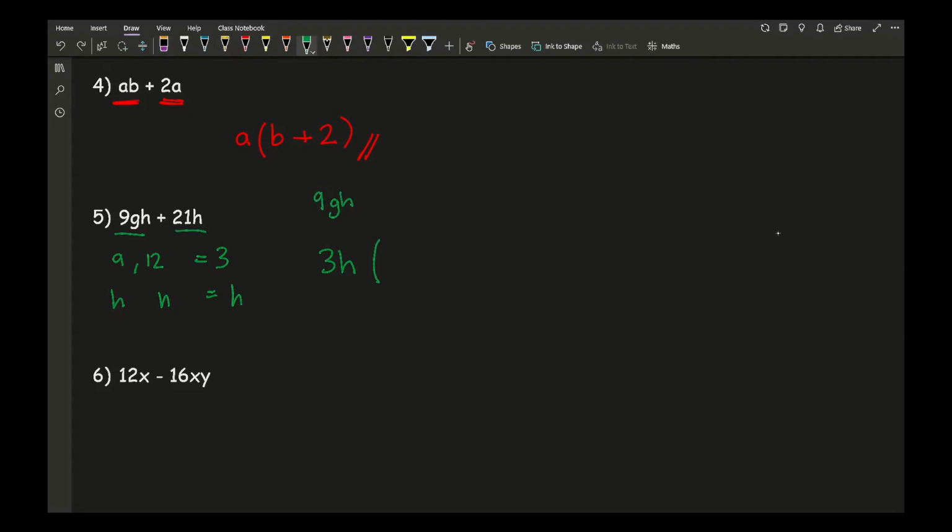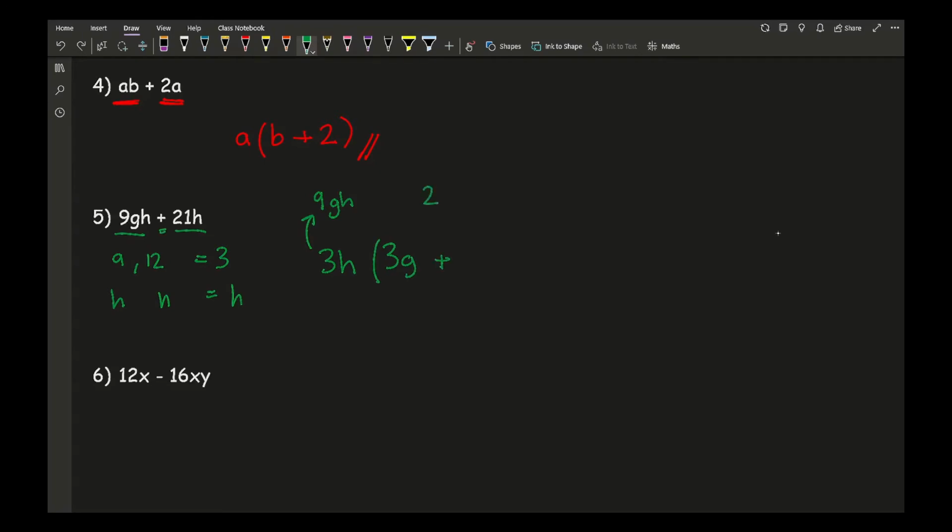So here I've got 3, but I want 9. So what do I have to multiply 3 by to get 9? Well, I need a 3. I also need a G, but I've got a G and I want a G, so that's absolutely fine. So I can now move on to the next term, and again I'm adding because I've got a plus there.